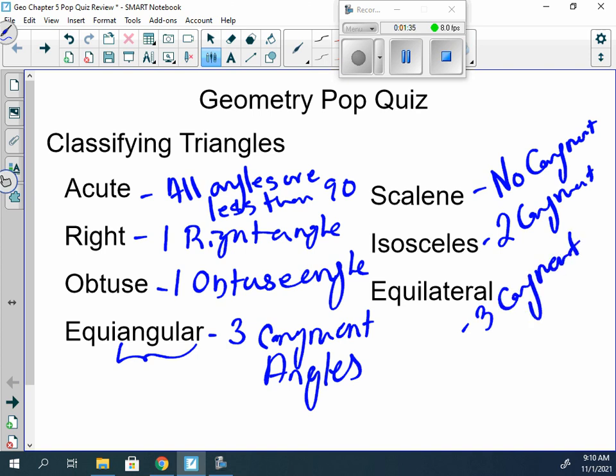And really for a triangle, that would be all of them. And we also said that if a triangle is equilateral, it is also what? Equiangular. Equilateral and equiangular go together, because if it's equiangular, then it's equilateral. If it's equilateral, then it is equiangular.